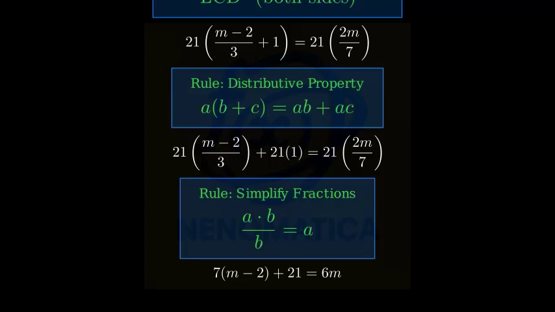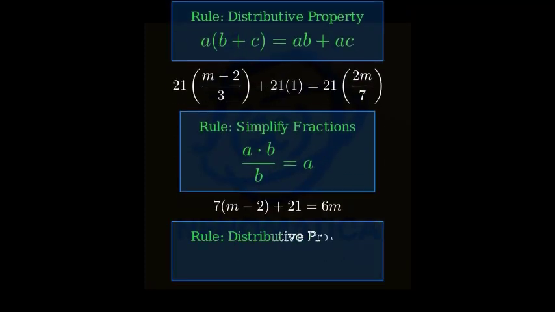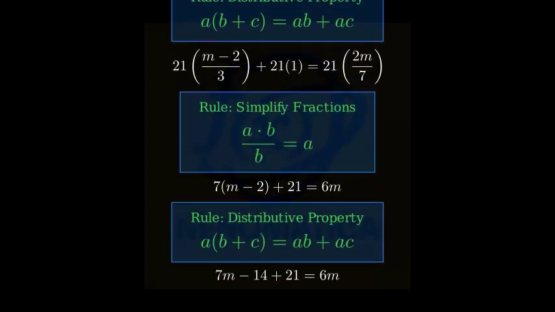21 divided by 3 is 7, so we get 7 times m minus 2. And 21 divided by 7 is 3, so we get 3 times 2m, which is 6m. In step 4, we'll distribute the 7 to the terms inside the parentheses. 7 times m is 7m, and 7 times negative 2 is negative 14.